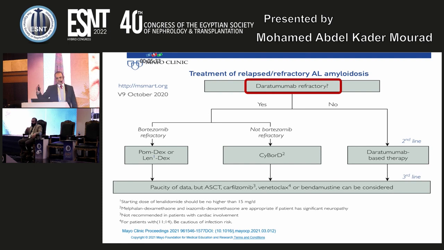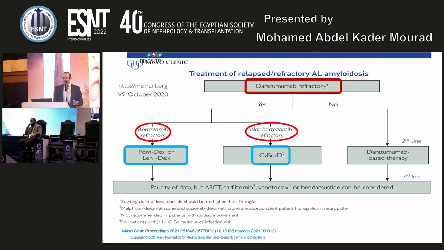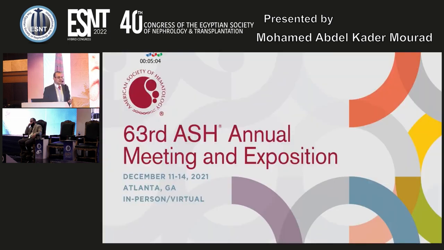So, if relapsed, we will decide if he received DARA before or not. If he received DARA before and is bortezomib refractory, we can give lenalidomide or pomalidomide. If he did not receive bortezomib before, we can give bortezomib-based therapy. If the patient didn't receive DARA before, we can use it. What about the third line? There is a paucity of data regarding that, but you can consider carfilzomib, venetoclax, bendamustine-based therapy, and autologous stem cell transplant. What about the last update from the American Society of Hematology less than 2 months ago?